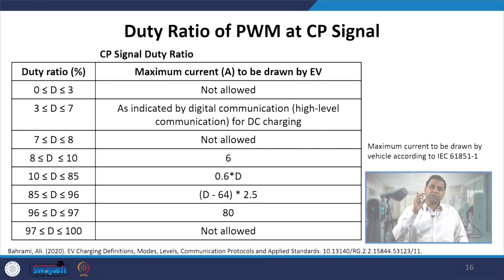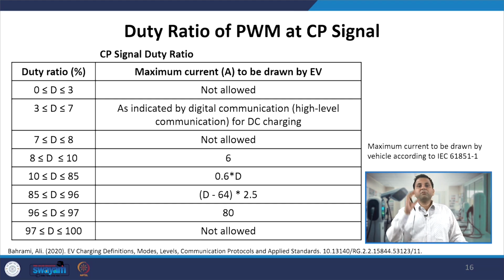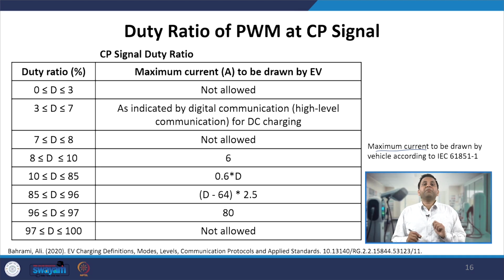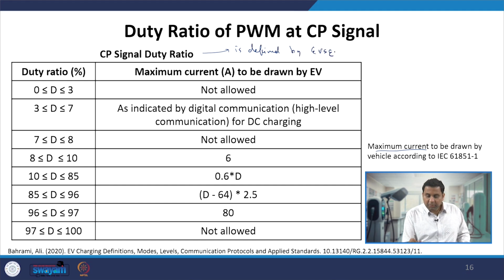Till now we were only talking about the voltage level, but now we will also see the meaning of duty ratio. So duty ratio indicates the maximum current which can be demanded by the BMS of the EV, and this duty ratio is defined by the EVSE, because the PWM is generated inside the EVSE.